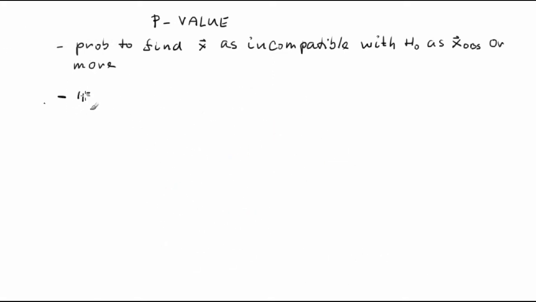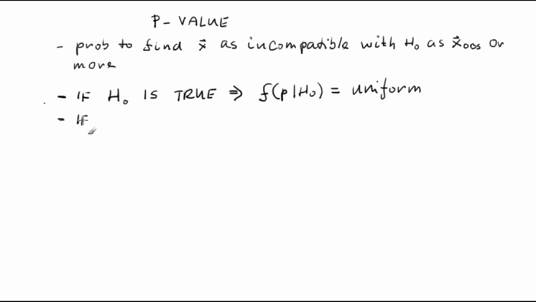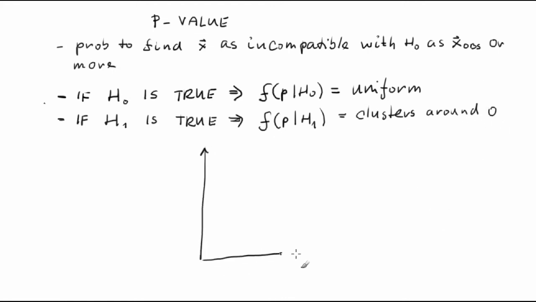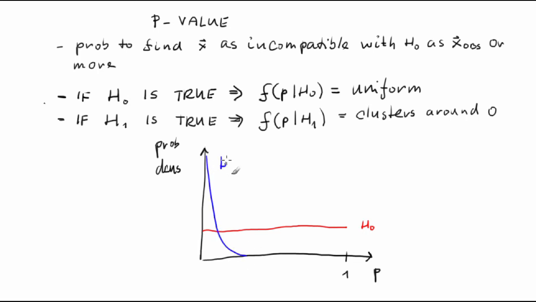Note that under the assumption of H0, the p-value is uniformly distributed. Under the assumption of H1, low p-values are more probable. The PDFs for p-value given H0 and H1 could look like the red and the blue curves.